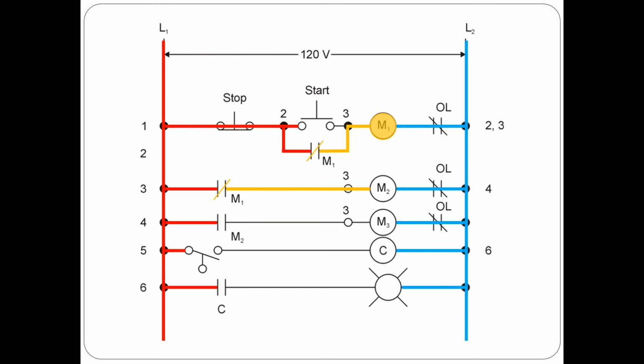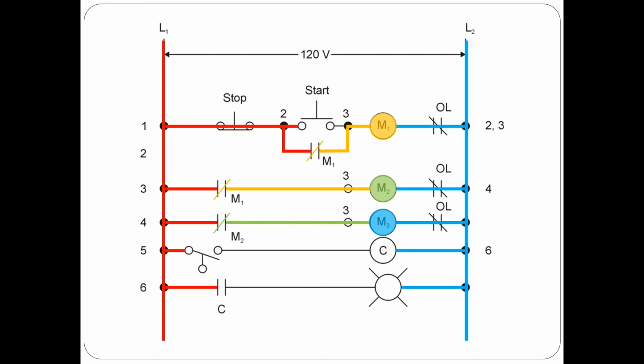which energizes that one. As N2 energizes, it closes the contact on line 4, which then provides power over to coil M3. And then coil M3 is energized. You'll notice nothing has happened to lines 5 and 6 yet.